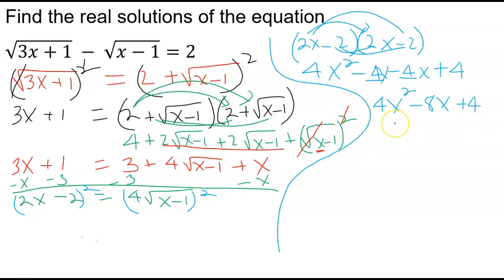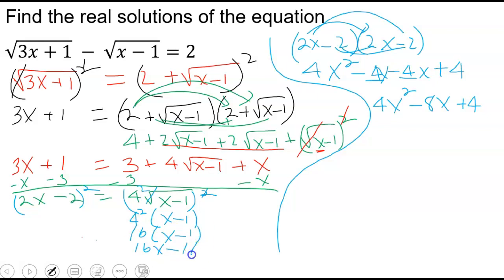Okay, so this part we just FOIL. This is like 4 squared times, so this one we cross out, we square that one, x minus 1. So that would be 16 times x minus 1. So distribute. So that would be 16x minus 16. Okay, so on this side we are going to have 4x squared minus 8x plus 4.